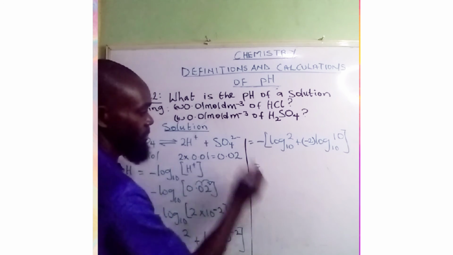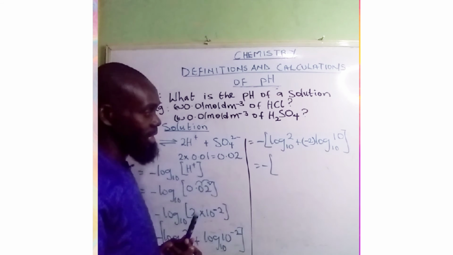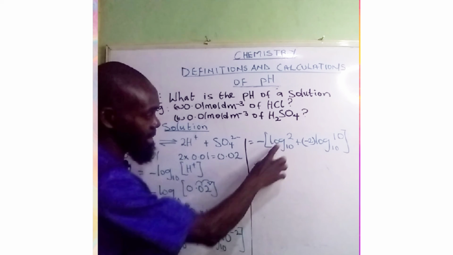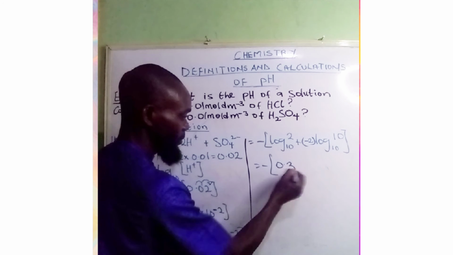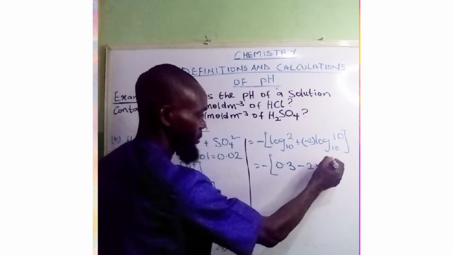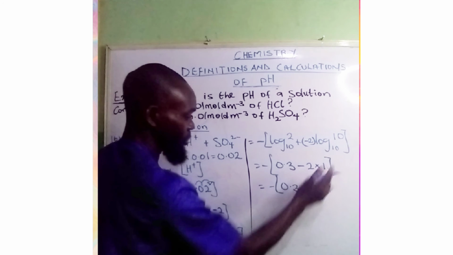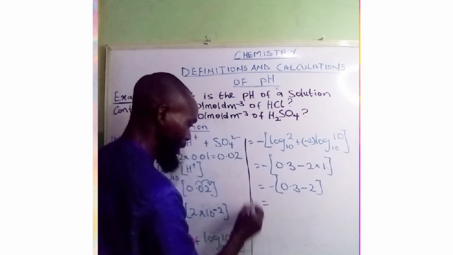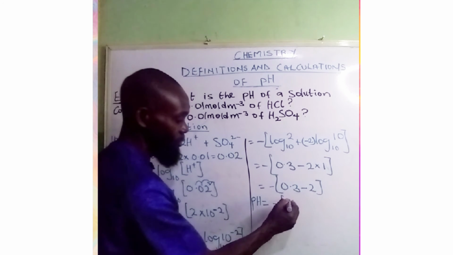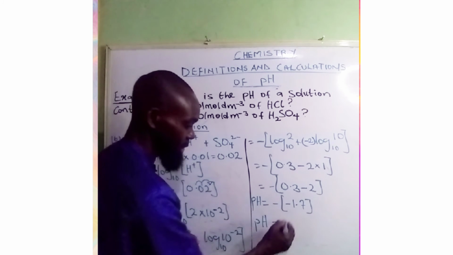So here we have minus. When you take your calculating machine and press log 2, earlier example we said that our calculator is in base 10. So pressing log 2, it gives 0.3. Plus and minus, we have minus 2 multiplied by log 10 to base 10 gives 1. So we have minus 0.3 minus 2 times 1, we have 2. So we have our pH equals minus 0.3 minus 2 gives minus 2.3. So our final answer for pH equals minus times minus, plus 2.3.